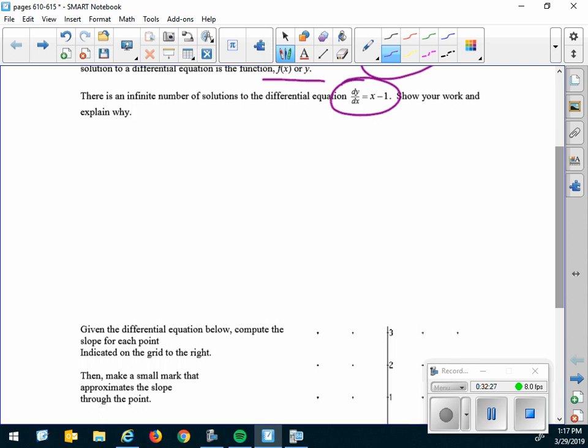Show your work and explain why. Let's solve this one. This will go real fast. Let's solve it just like we finished solving a little bit ago. If dy dx equals x minus 1, let's find a solution. Remember, separate your variables. So you're going to have, and if we integrate both sides, what do we get?